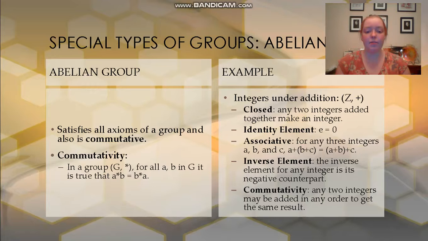The inverse element for integers under addition is going to be the negative counterpart of that integer. So 1 and -1 are inverses, 2 and -2, and so on. And then finally, we know that it's commutative because any 2 integers may be added in either order to get the same result. So we know 1 plus 2 is 3, but also 2 plus 1 is 3. So you can add them in either order. That makes it commutative. So now that it covers all 5 of these axioms, it becomes an abelian group.